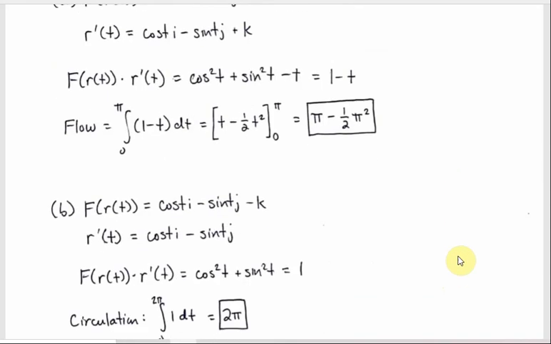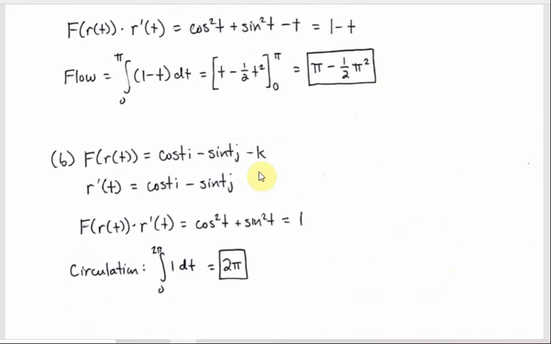Okay, then the circulation one. The only difference is I basically just got rid of the t that was right there. And then it goes to 2 pi, so you do end up in the same spot that you started in. Then f of r of t would be that. R prime is this, because now, since there's no t anymore, you take the derivative of 1, you get 0, so there is no k component there. And then the dot product, you just end up with a 1. You integrate 1 from 0 to 2 pi, you get 2 pi. So that's the circulation, which makes sense, right? You're just going around a unit circle once. So, okay, that's the circulation there.